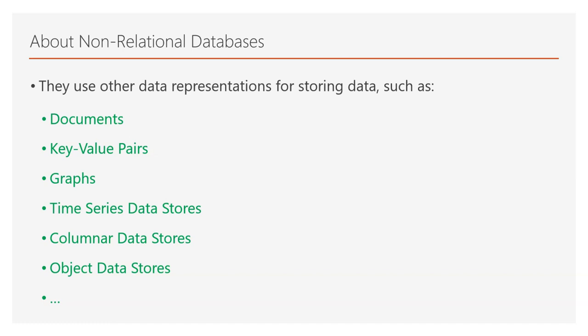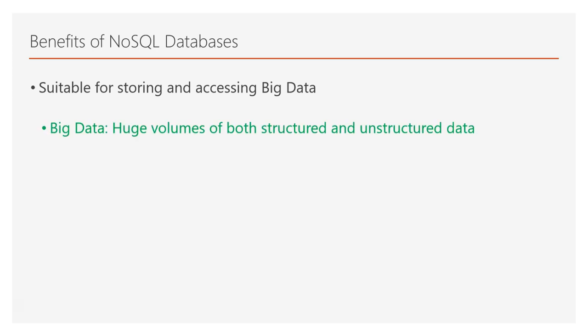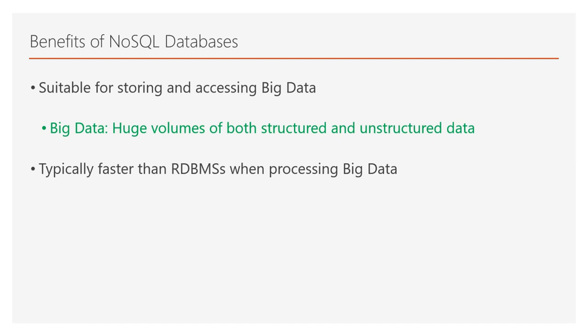Now let's see some benefits of NoSQL databases. One benefit is that this type of database is suitable for storing and accessing big data. The term big data is used for characterizing huge volumes of both structured and unstructured data. To this end, NoSQL databases are typically faster than RDBMSs when processing big data.